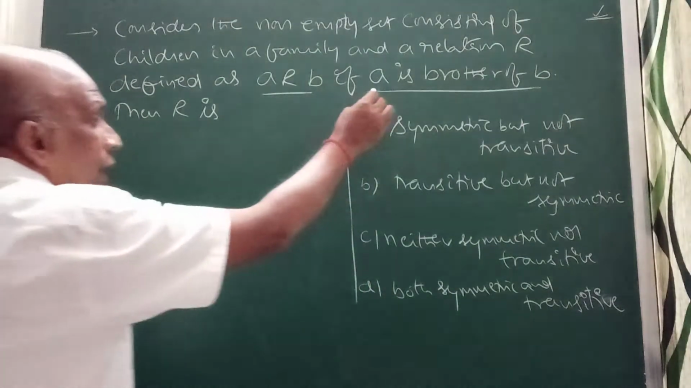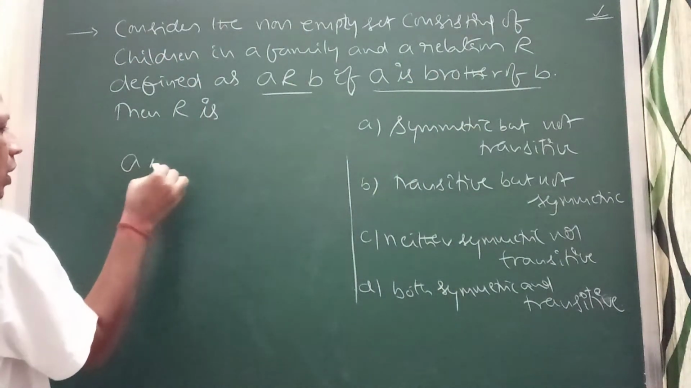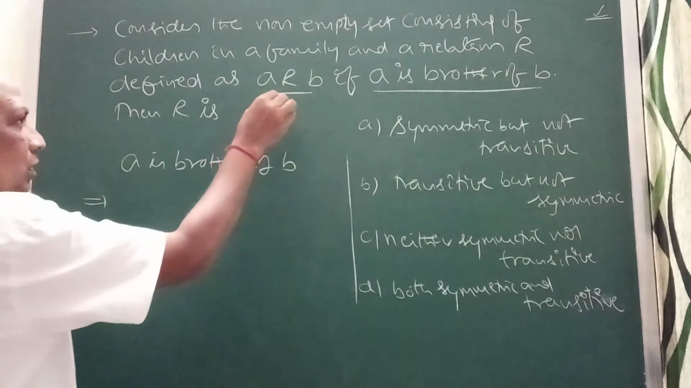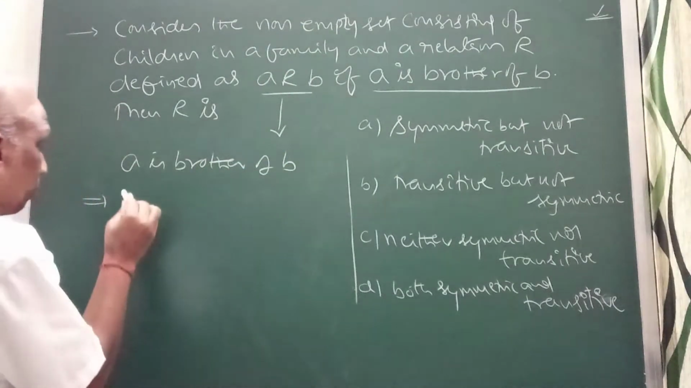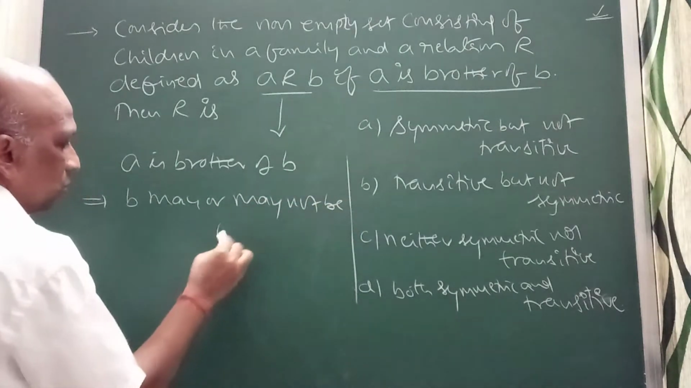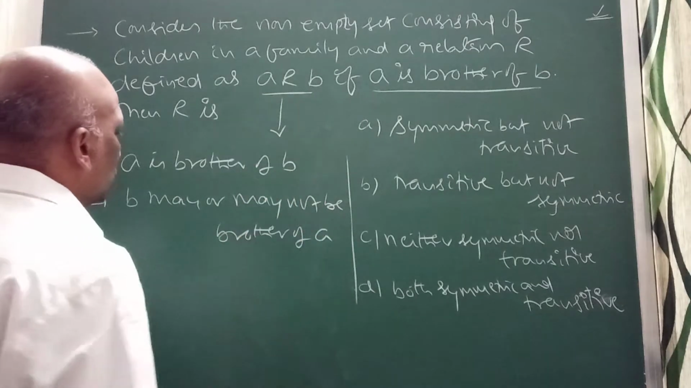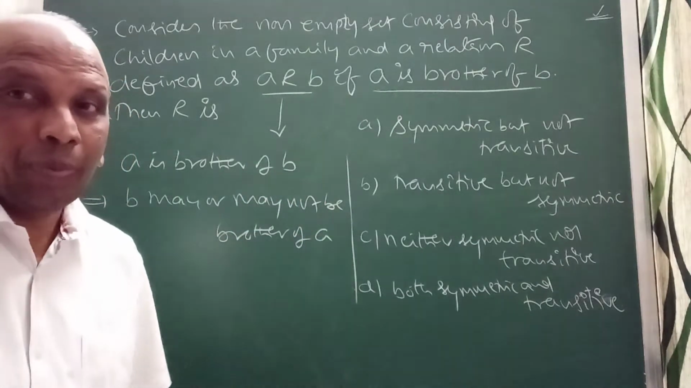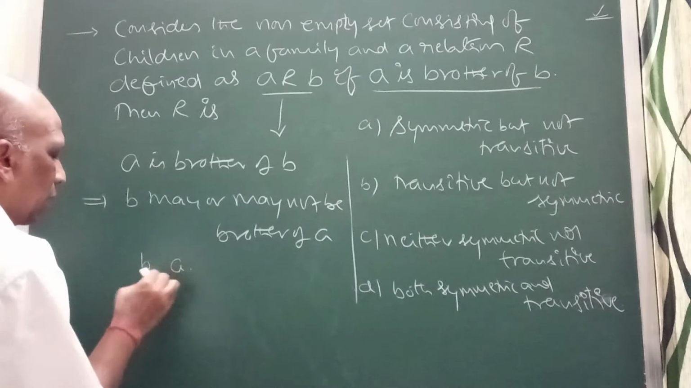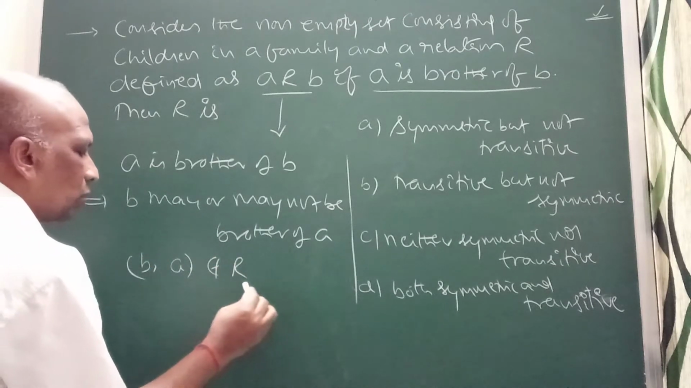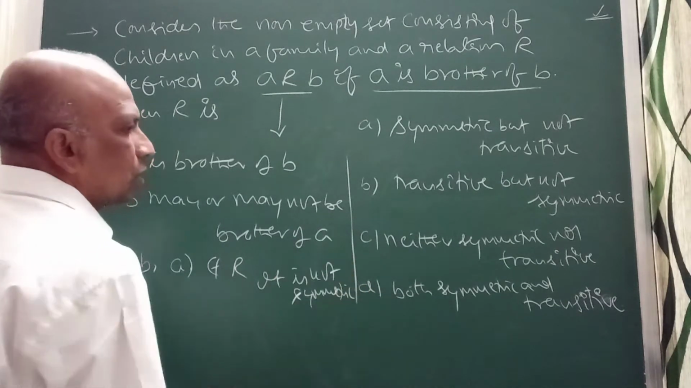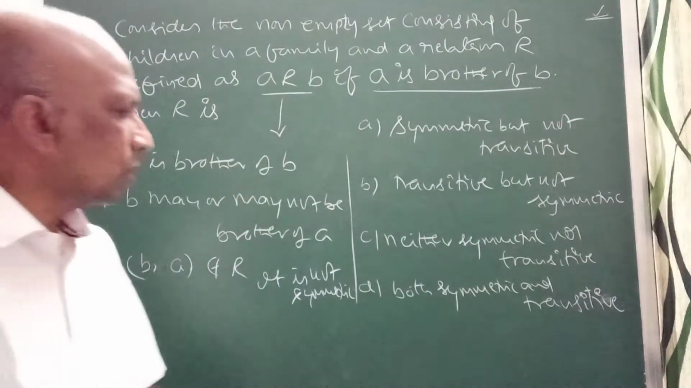But you can see here, suppose A is brother of B. B may or may not be brother of A. Maybe B will be sister of A. So that's the reason I can write here (B, A) doesn't belong to R. So it is not symmetric, no doubt.